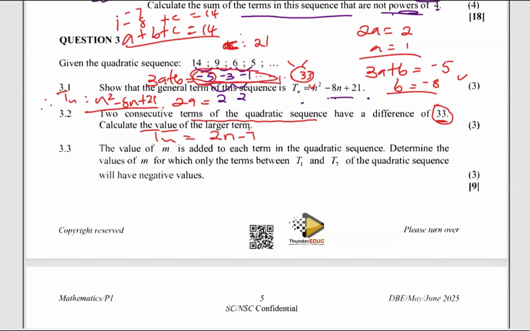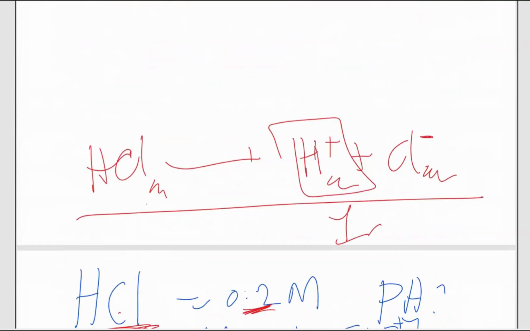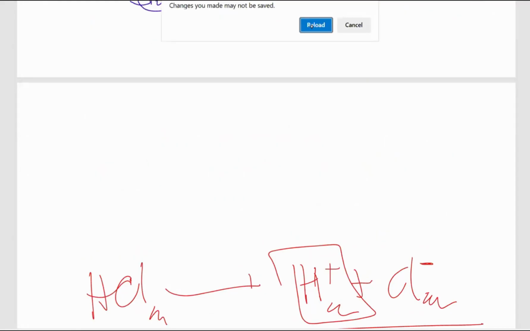Because this is the arithmetic. If you simplify it, first term is that, the common difference is that. So it's 2n minus 7. And then I'm going to equate this to 33. Then I'll move the 7 that side. Then my 2n will be equivalent to 40. Let's just erase this. We're saying that the 2n should be equivalent to 40. Divide both sides by 2, meaning that n is going to be 20.